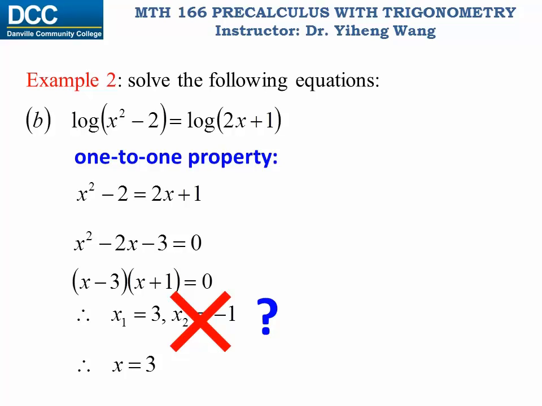There's a difference between exponential functions and logarithmic functions. If you remember, for exponential functions, the domain is all real numbers. For logarithmic functions, however, the domain only includes when x is positive.